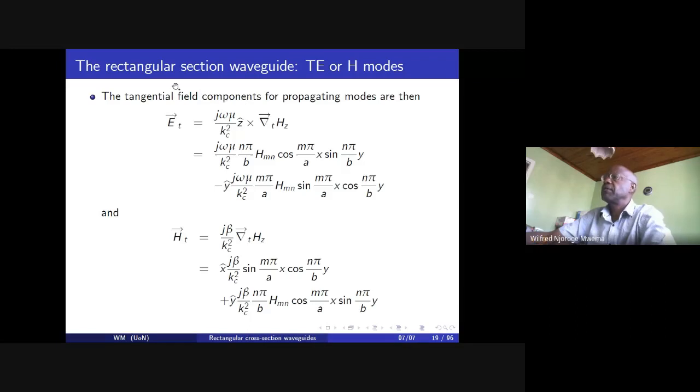So the tangential field components for the propagating modes are then going to be given by ET equal to j omega mu by kc squared, z cross gradient of Hz, and this gives us an x component, which I seem to have left out the unit vector direction for, and the y component. And Ht is given by j beta by kc squared, where I'm replacing the gamma with j beta because we are dealing with propagating modes where alpha is going to be equal to 0. And this is therefore j beta divided by kc squared, multiplied by the gradient of Hz. And we get an x component and a y component as well.